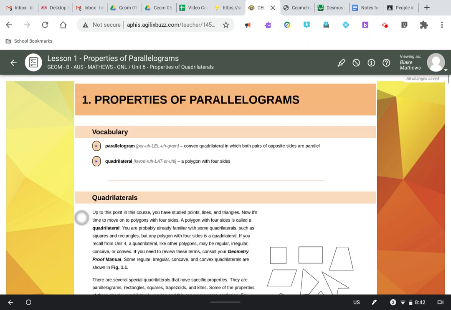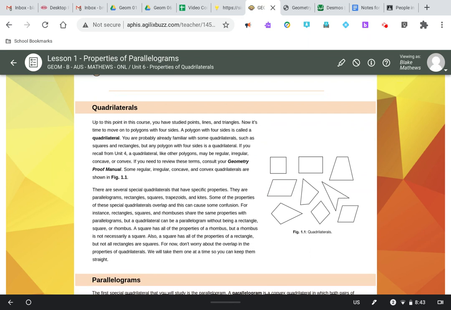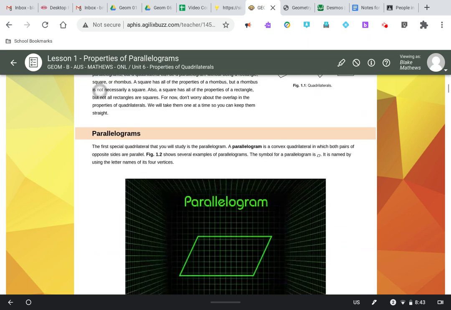So this unit is all about quadrilaterals. Quadrilaterals are, generally speaking, polygons that have four sides. So again, a polygon is just really a word that means a shape made of straight line segments. There are lots of different types of quadrilaterals. We are going to go through them basically one by one, learning the different kind of properties of those quadrilaterals. So the first lesson is going to be about parallelograms.